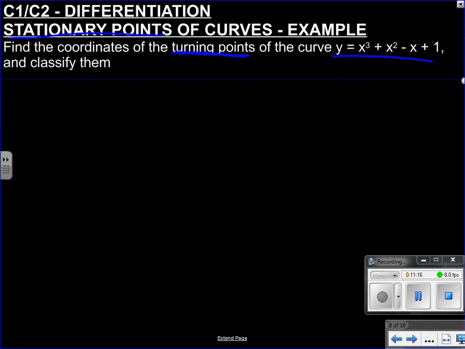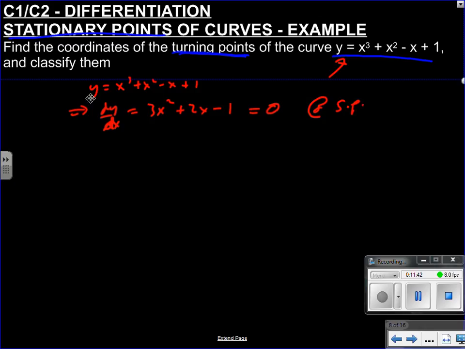We've got this curve here, and we're going to try and find the coordinates of the turning points on this curve. So we've got y equals x cubed plus x squared minus x plus 1. We know to find any gradient, we need to differentiate. So dy by dx is 3x squared plus 2x minus 1, and remember all constants go to 0. This thing equals 0 at stationary points. So you can write at SP, do you see? Very important that you're saying why this thing is 0. And now you can solve, can't you?